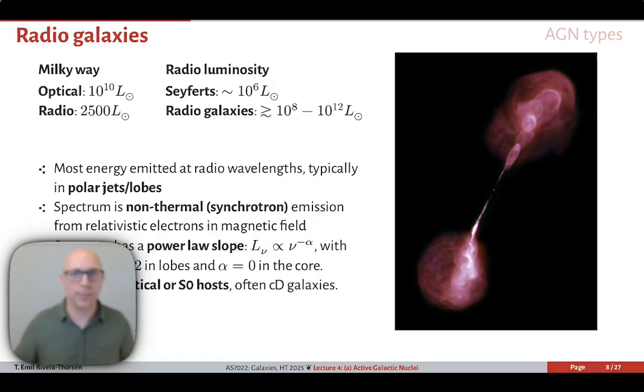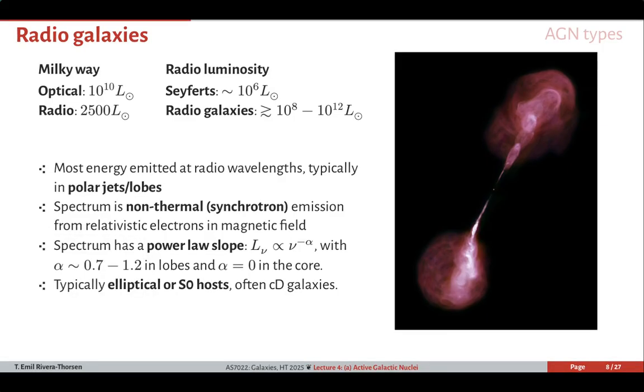The next type of AGN that we have observed is the radio galaxy. Radio galaxies emit most of their energy at radio wavelengths, typically as these long polar jets or lobes that you can see an example of here. You can ever so slightly see the source, the AGN itself, here in the center, and then you see these very strong energetic jets that are puffed out in each direction.